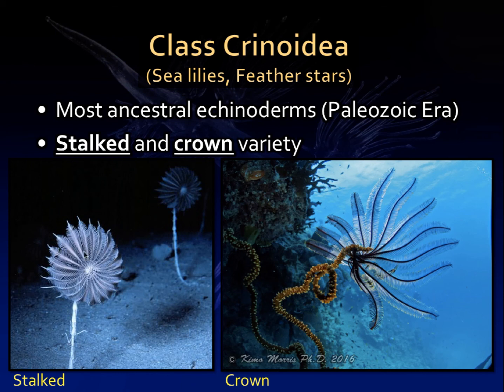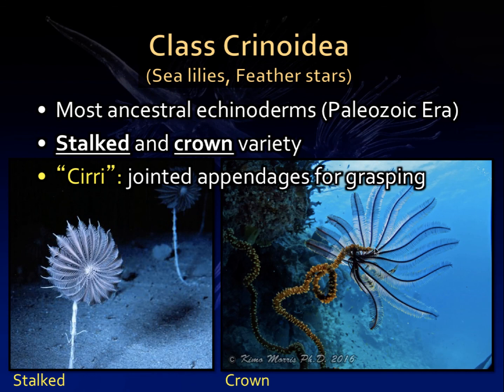Again, you've got this stalked variety on the left and the crowned variety on the right. And the variety on the right actually has these little legs that stick out and hold on to structures, and they actually walk themselves out to the end of promontories like this so that they can feed in the current by filter feeding. These little leg-like structures are referred to as cirri.